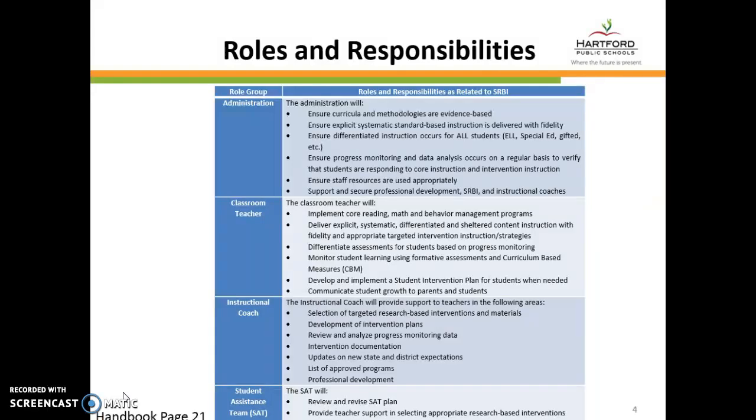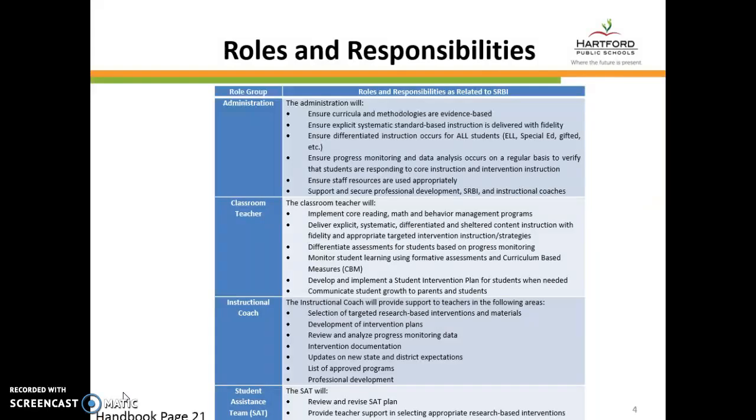And then the student assistant team also plays a key role. They review and revise the SAT plan. They provide teachers with support in selecting those appropriate research-based interventions as we have shared prior. And they also provide teachers with support in the communication with parents.